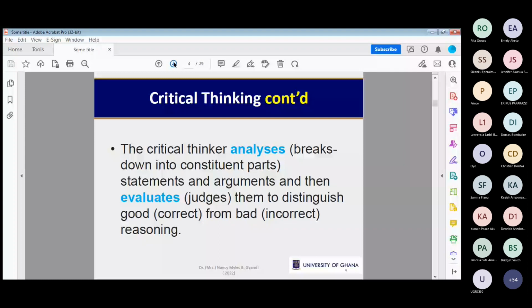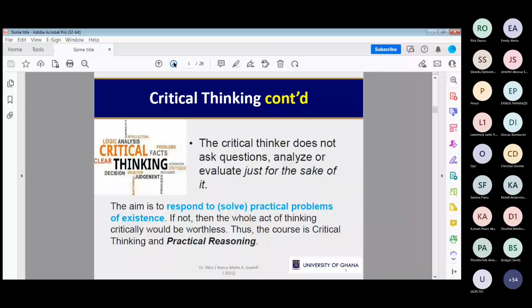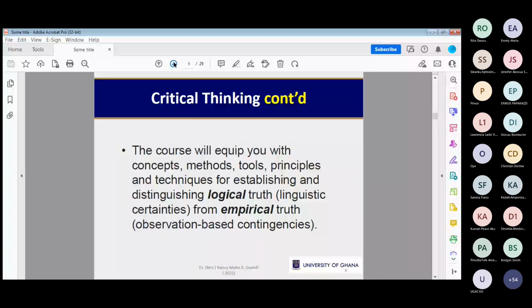We said that the critical thinker's question-asking skill is ultimately aimed at responding to practical problems of existence. So the questions are not just asked for the sake of asking questions, but they aim at ultimately arriving at responses to practical problems of existence.